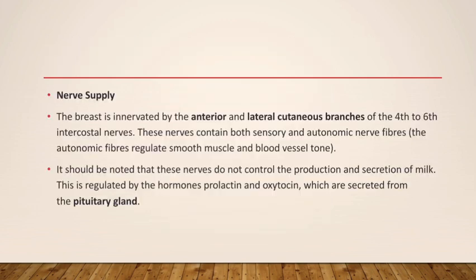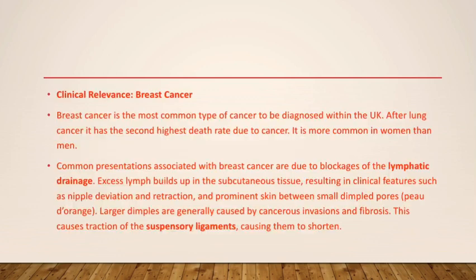Nerve supply. The breast is innervated by the anterior and lateral cutaneous branches of the fourth to sixth intercostal nerves. These nerves contain both sensory and autonomic nerve fibers. The autonomic fibers regulate smooth muscle and blood vessel tone. It should be noted that these nerves do not control the production and secretion of milk. This is regulated by the hormones prolactin and oxytocin, which are secreted from the pituitary gland.